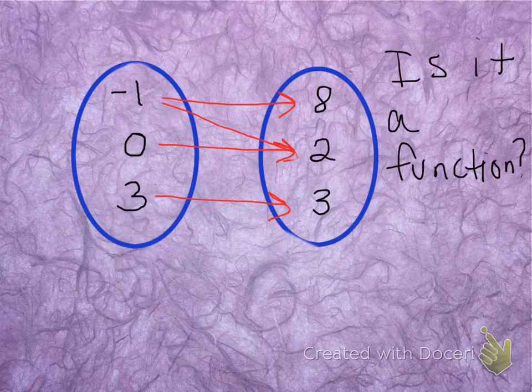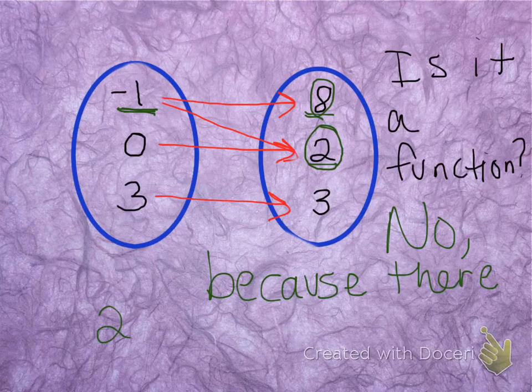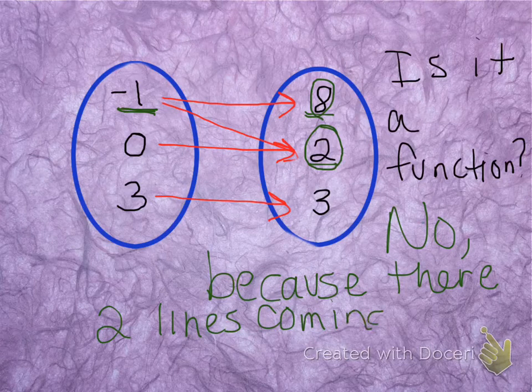Okay, is this mapping diagram a function, or is this relationship a function? Well, let's look at -1. When we look at -1, you can either get an 8 or a 2, right? Remember the pop machine, if you pushed the Pepsi button and you got a Pepsi or a water, it wasn't properly functioning. So in this case, when we push the -1, we're getting two different outputs, which means no, it is not a function, because there are two lines coming from -1.